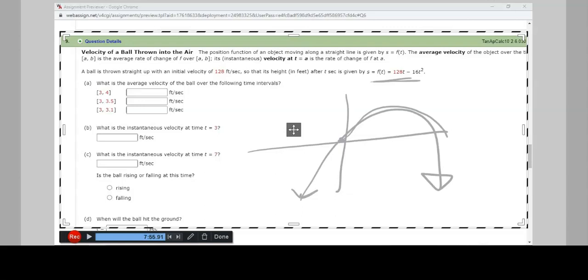I want to know average velocity, the average rate of change between 3 and 4. So what I'm going to find is a line that connects 2 points at 3 and at 4. And again, I'm just sketching this, so I don't even know if it's right or not. All right, so there is my line. I'm going to find the slope of that line. This is not the tangent line.